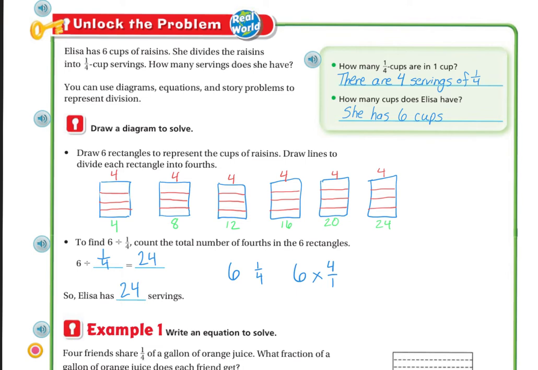When we drew it out, you can understand how this works. She has 6 full cups of raisins, and she's dividing those 6 cups of raisins into 1/4 servings. So how many servings does she have of 1/4? That's why we were counting by 4s for each one of those 6 cups. And that's where we get the answer 24. I know it's a little complicated, but let's do a few more examples so that you can get the hang of it. Let's take a look at example number 1 at the bottom of the page.